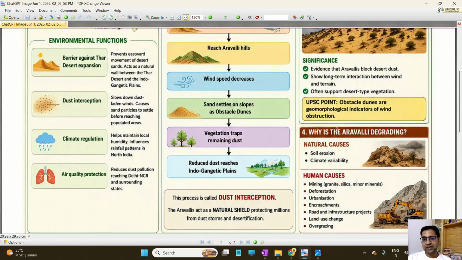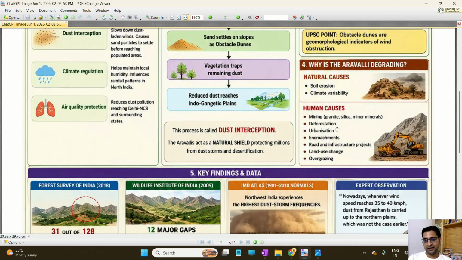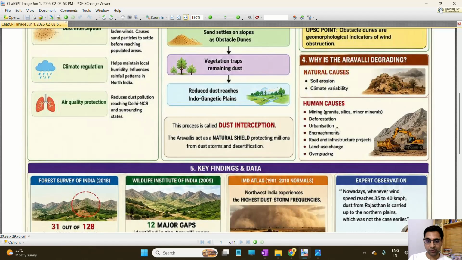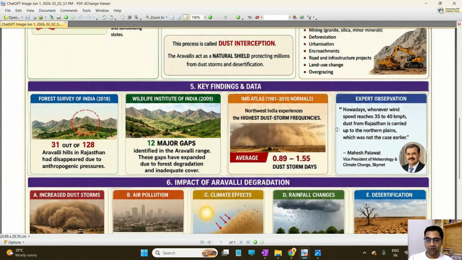So why is the Aravalli degrading? There are natural causes and human causes. Natural causes are soil erosion and climate variability, which is a slow process that happens everywhere. But there are a lot of human causes, like mining: granite mining, silica mining, and minor mineral mining. Then deforestation is acting at a rampant scale. A lot of urbanization is happening there. Encroachments are happening. Road and infrastructure projects are breaking the whole mountain. Land use changes are happening. Overgrazing is happening. All these anthropogenic or human causes are part of the degradation of the Aravalli Range.